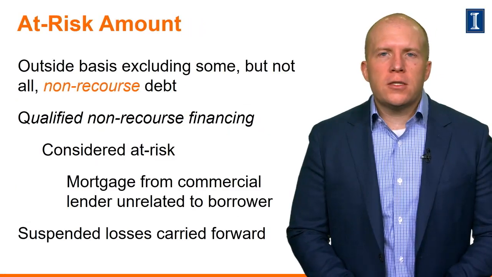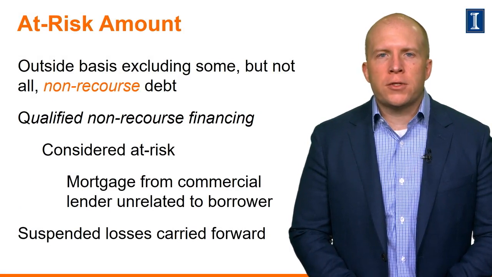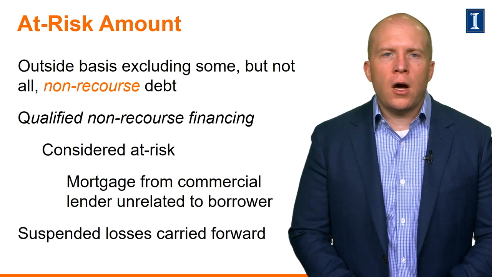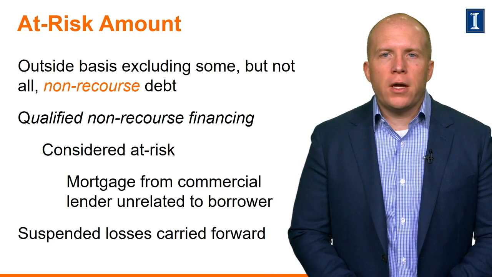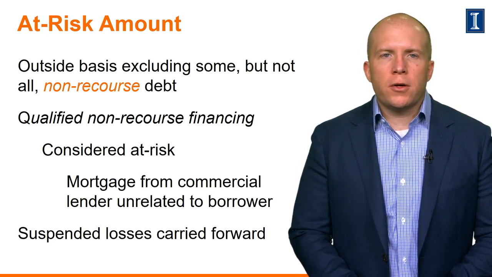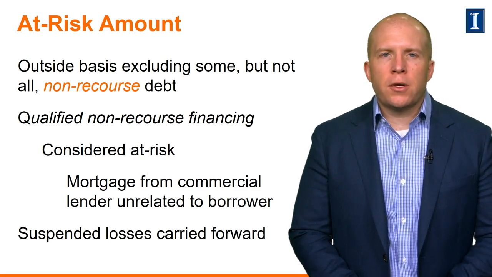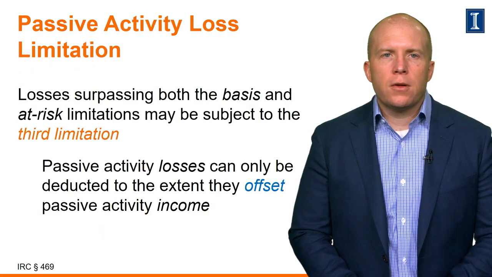More specifically, losses that pass the basis limitation can only be deducted to the extent of the partner's at-risk amount, which is defined as outside basis excluding some but not all non-recourse debts. Specifically, the only non-recourse debts considered at risk are qualified non-recourse financing, which includes mortgages from commercial lenders that are unrelated to borrowers. As before, losses limited under the at-risk limitations are carried forward indefinitely until the partner generates additional at-risk amounts, or until they are applied to reduce any gain from selling the partnership interest.